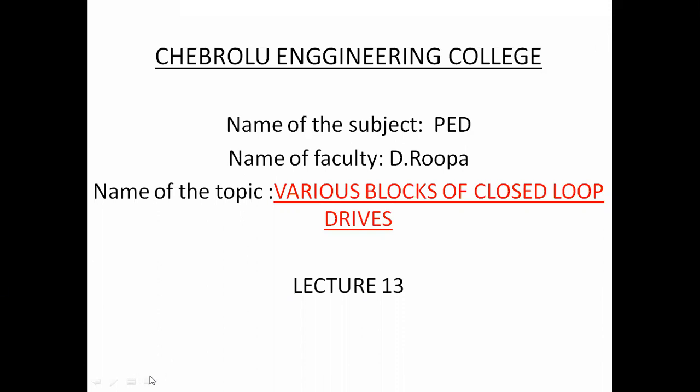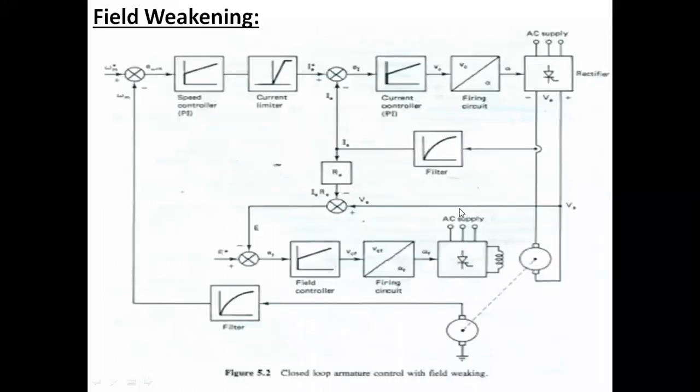Closed loop drives has many subtopics. In that, the subtopic is field winding. In the earlier figures, I have provided speed control up to the base speed only. If you want to increase the speed above the base speed, then field control must be combined with the armature voltage control.